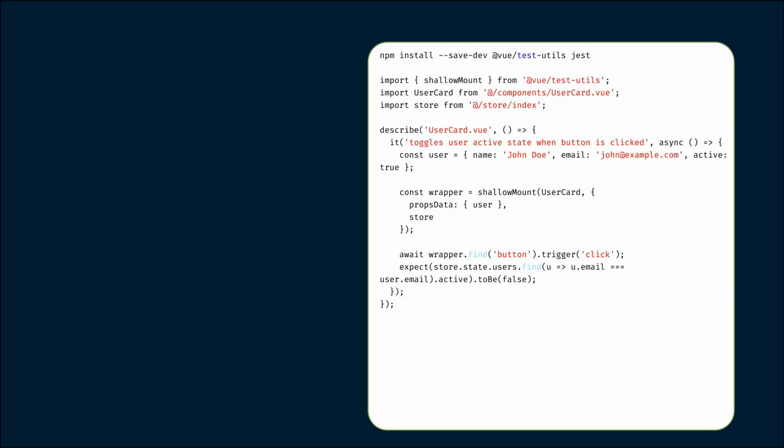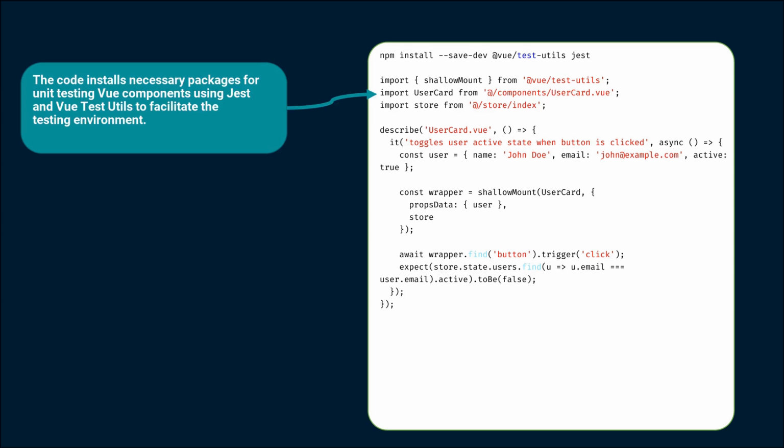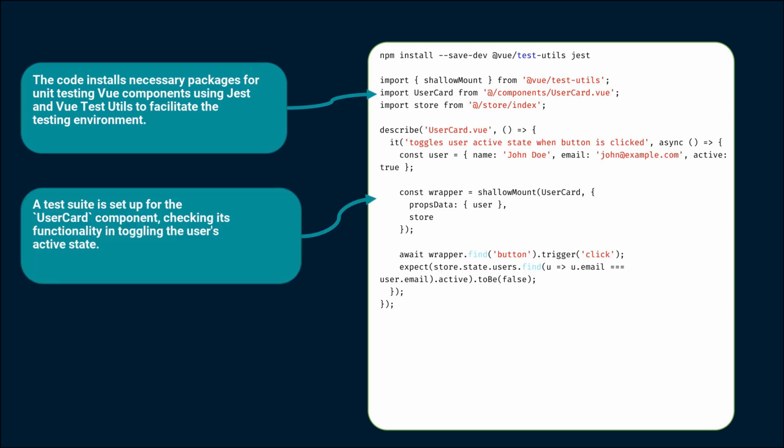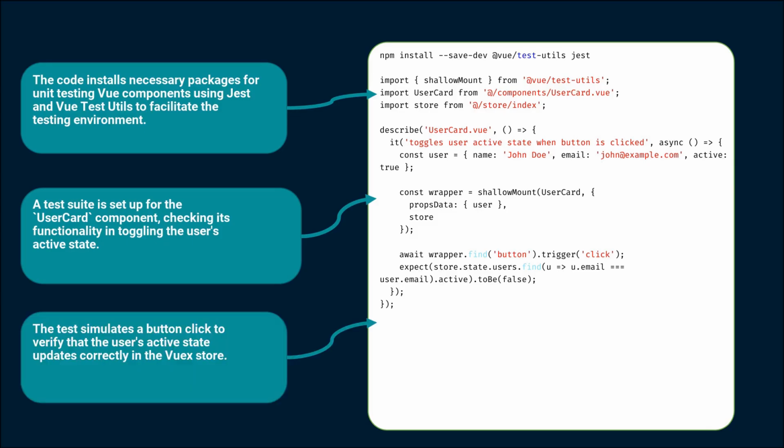Now, let's add testing to our user card component using Jest and Vue Test Utils. First, we need to install the necessary testing packages. These tools will allow us to write and run tests for our Vue components effectively. Next, we'll create a test file specifically for the UserCard.vue component. Here, our main focus will be ensuring that the toggle functionality is working as it should.